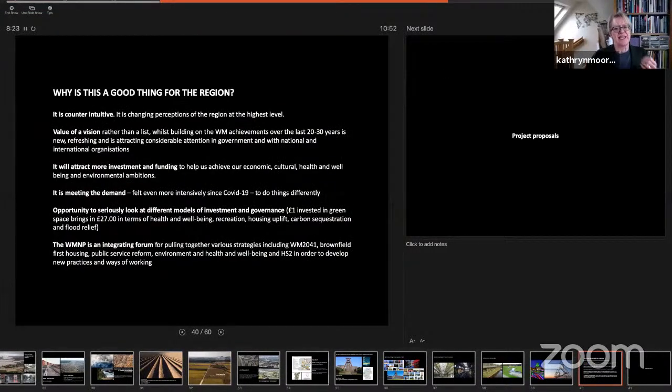It's good for the region, it's counterintuitive. People can't quite believe that we're talking about a West Midlands National Park. The value of it is that it's a vision, it's a spatial vision, not a list of objectives, which we've seen so many lists. It's beginning to attract investment and funding into the region, and it's meeting this demand to do things differently. And it's giving us the opportunity to look at different models of investment and governance, and to pull together various strategies from across these different sectors.